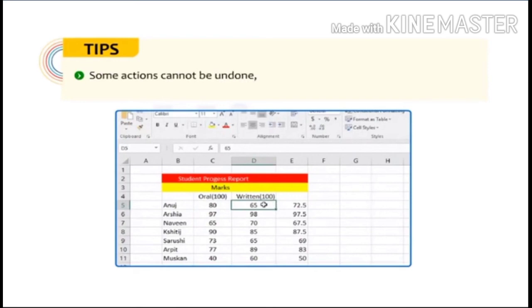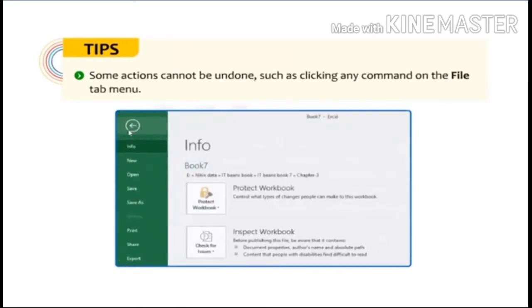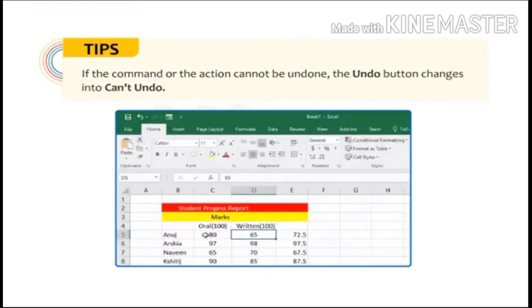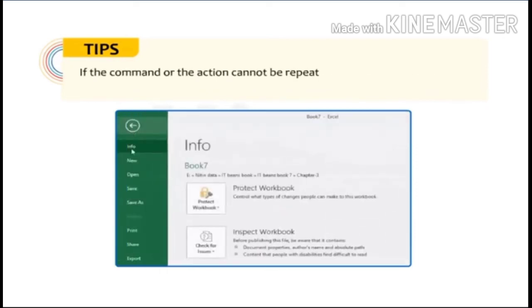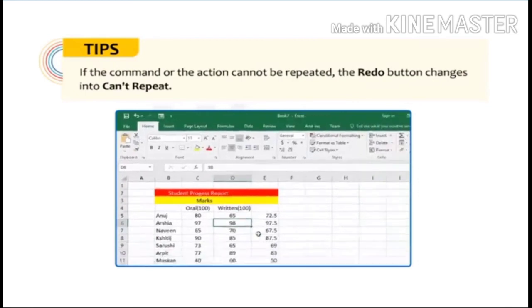Some actions cannot be undone, such as clicking any command on the File tab menu. If the command or the action cannot be undone, the Undo button changes into Can't Undo. And some actions, such as using a function in a cell, cannot be repeated. If the command or the action cannot be repeated, the Redo button changes into Can't Repeat.